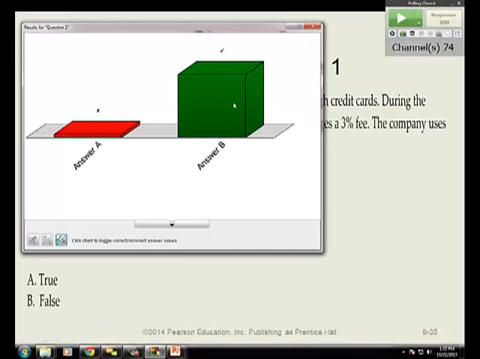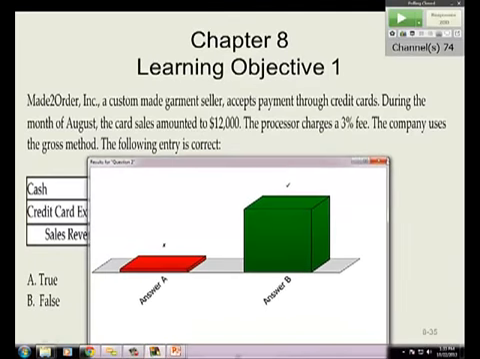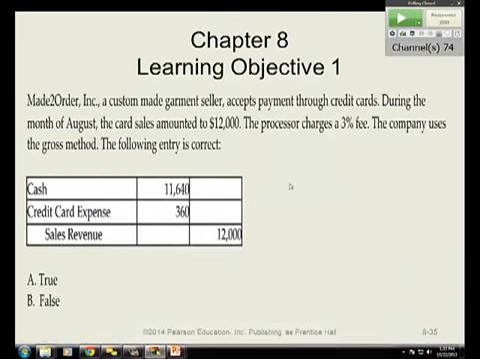All right, so that is the net method. What would it be under the gross method? So the answer is false. This is the net method, not the gross method. If it was the gross method, what would you do? You'd record cash at $12,000. So let me show you. So if this was the gross method, did I miss it?